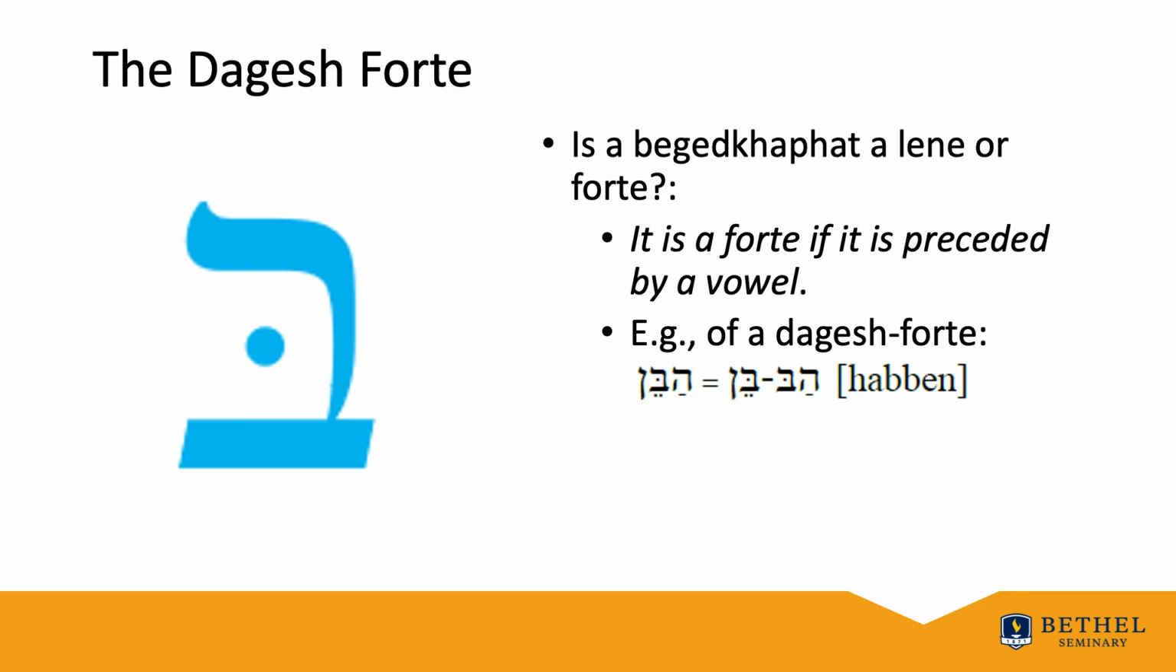Let's look at when it's not a Dagesh Forte. Let's look at the word davar. Davar can mean matter, and you can see that the first letter, Dalet, has a Dagesh in it. Well, there's no vowel that's preceding that Dalet, therefore you know that that Dalet has to be a Dagesh Lene.